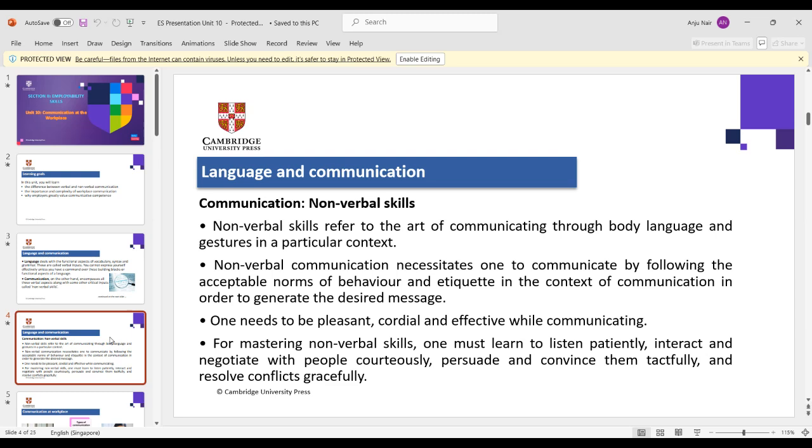When your friend offers his hand, you will offer your hand very easily, without any hesitation. But when your boss offers his hand, you offer your hand with hesitation. So that is also an aspect of nonverbal skills, communicating with your body language, especially gestures.